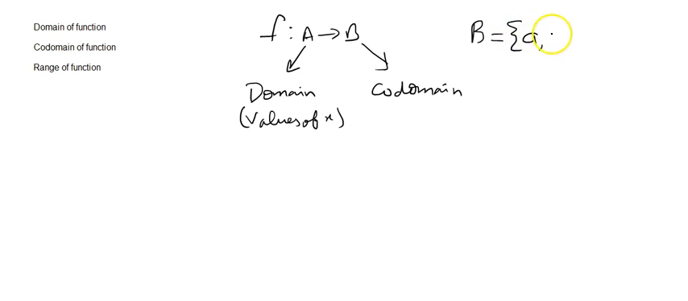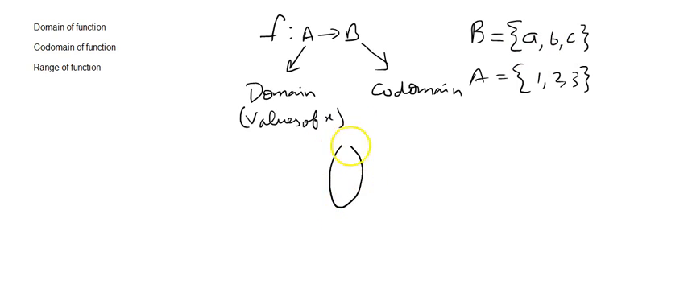So say my set B is {A, B, C}, and say my set A is {1, 2, 3}. All these values 1, 2, 3 are in the domain and A, B, C are in the codomain. Now if I define a function over here, I'm just drawing the Venn diagram form again. I'll write the elements over here, 1, 2, 3 and then A, B, C. Say my function is 1 to A, then 2 to B, and 3 to B.